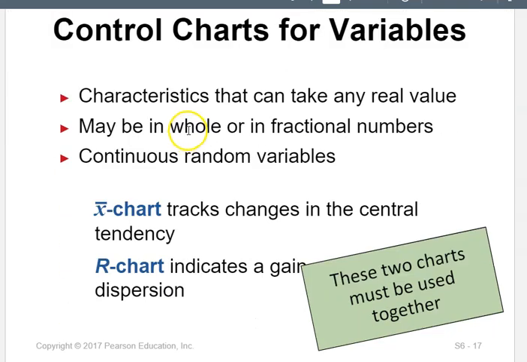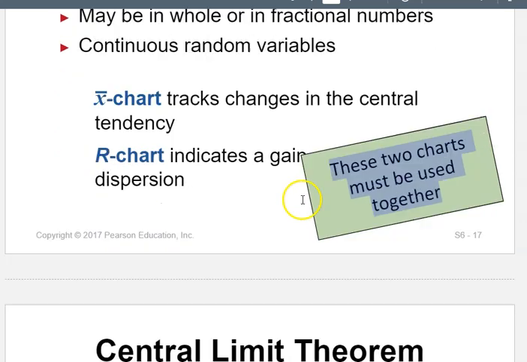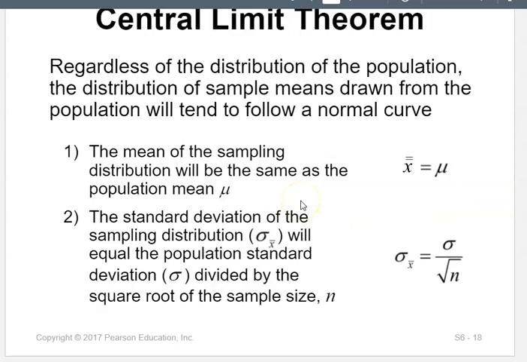So do we need different charts? The answer is yes, we need both charts. The Xbar chart and R chart are used to make decisions about control charts, about whether the system is in control or not. So these two charts must be used together. We look at both to make decisions, not just one.